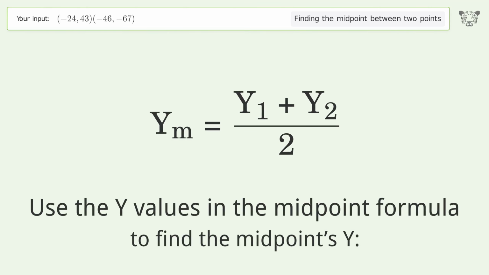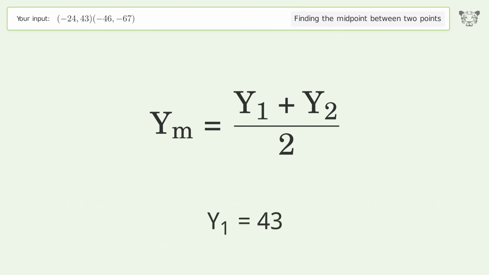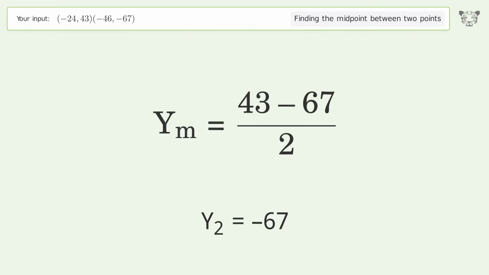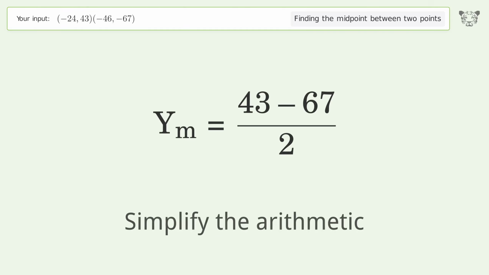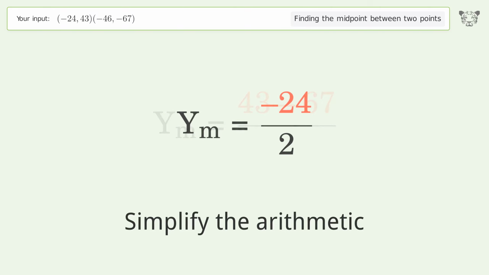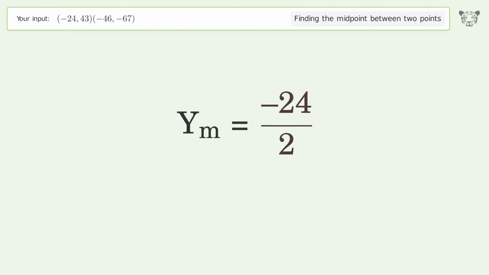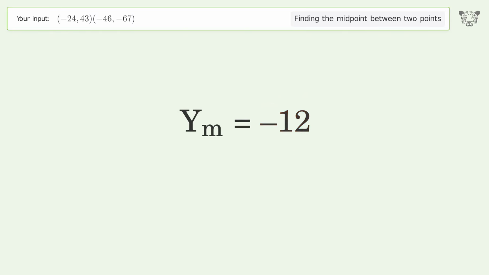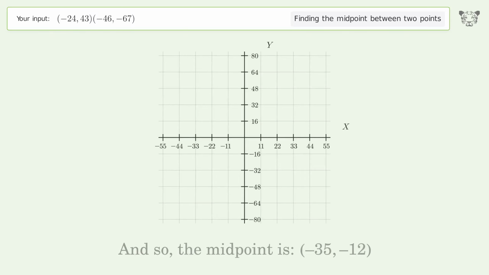Use the y values in the midpoint formula to find the midpoint's y. y1 equals 43. y2 equals -67. Simplify the arithmetic. And so, the midpoint is -35, -12.